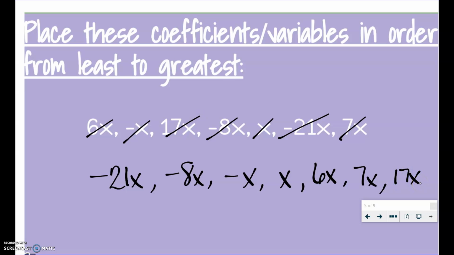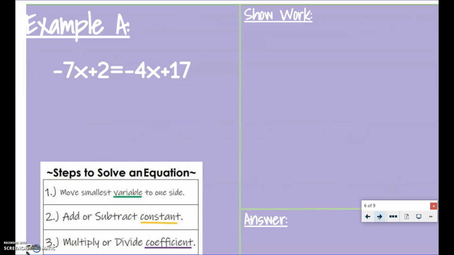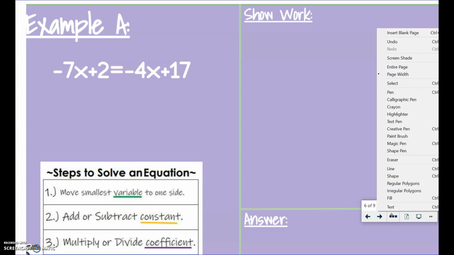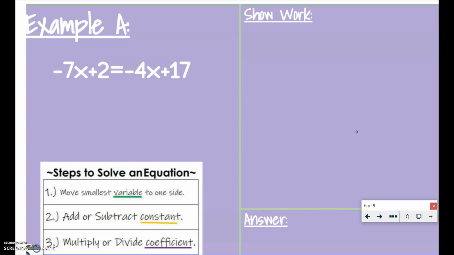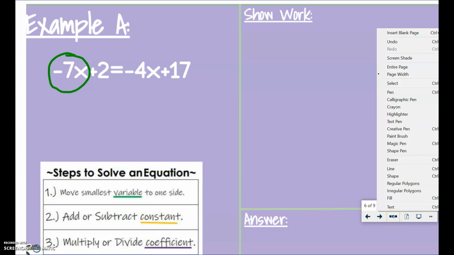It's important that we keep in mind our integers, especially when we're trying to move our smallest variable for that first step. Remember, the farther away from zero on the negative end, the smaller the number is. So let's take a look at example A. We have negative 7x plus 2 is equal to negative 4x plus 17. The very first thing I am going to do is circle my smallest variable. My smallest variable is negative 7x. So keep that in mind. You're going to circle your smallest variable.